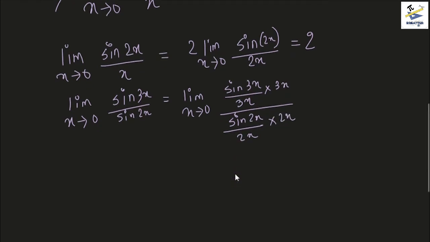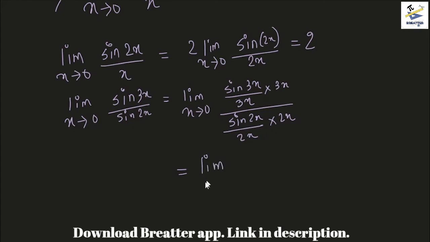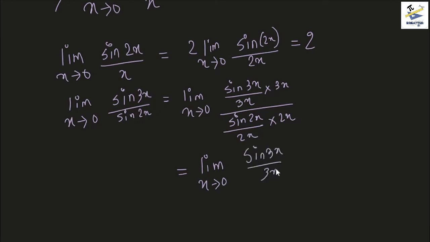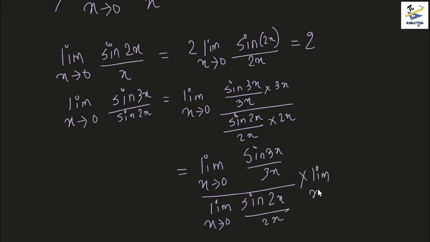So this should give us limit x tends to 0 of sine of 3x by 3x, and as I've already said, individual limits can be evaluated separately as long as they exist and are finite, like this, and multiplied by another limit, which is the extra 3x and 2x, like this, right?